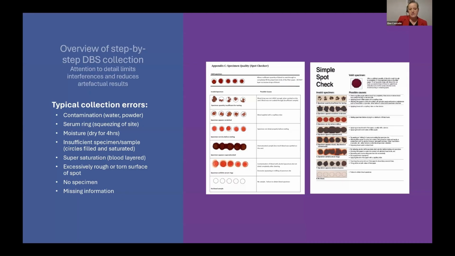Typical errors that we usually see that cause artifactual results: if there's any type of contamination with water, powder, or anything that was on the surface, so the card was left lying on a bench top or a desktop or anything where dust and things can interfere, that can cause artifactual results. We sometimes see a serum ring on the samples, and that is typically when a site has been milked to get a big enough blood spot.